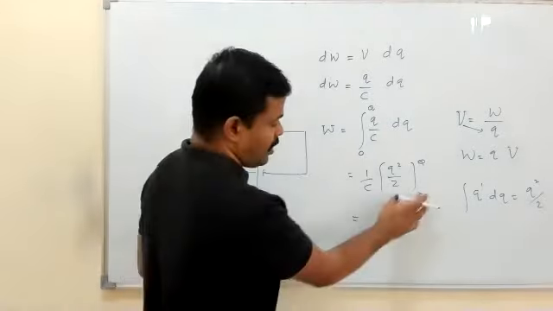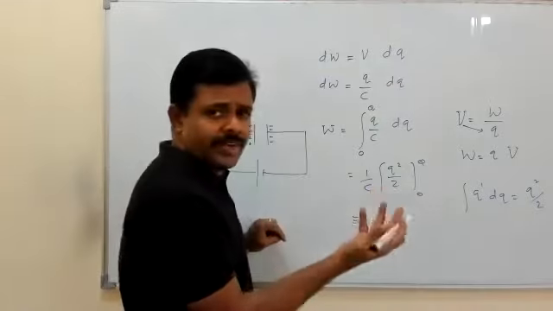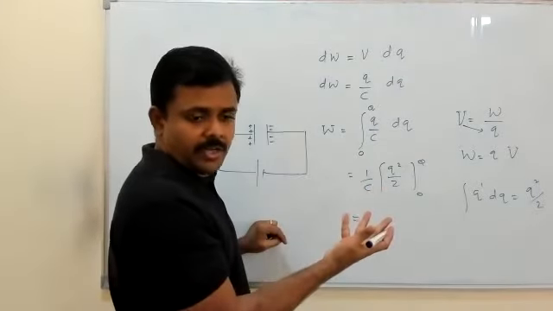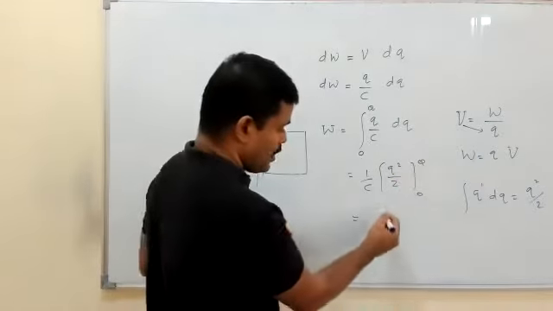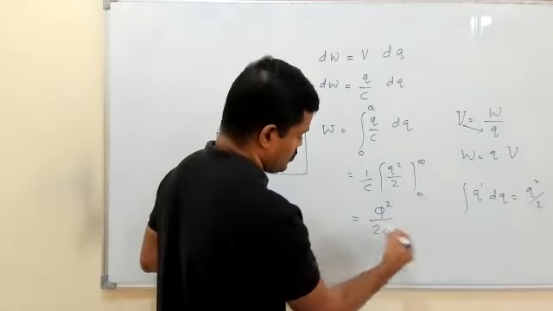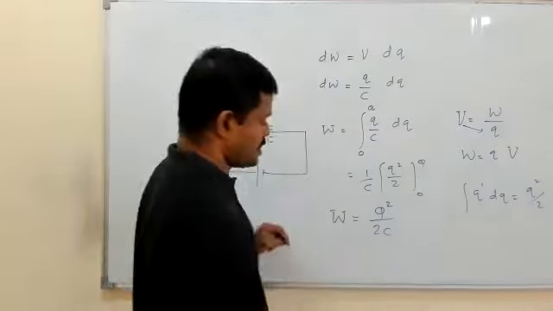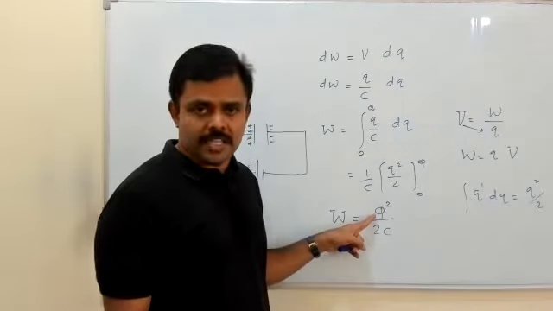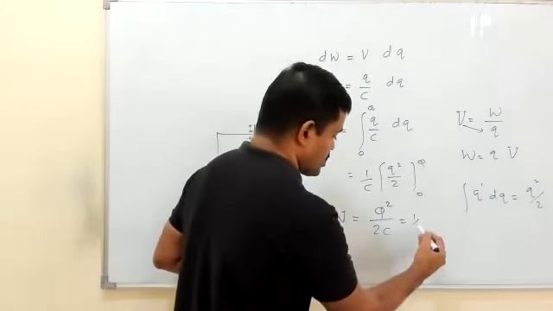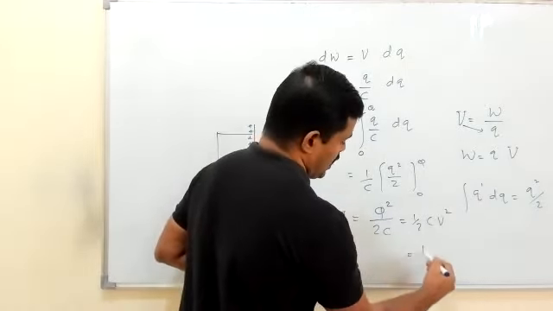Tell me what you get. The lower limit is 0, so there is no point in giving the lower limit. Just give the upper limit. In place of Q, you put Q. So this is Q square over 2C. This is the work done to charge the capacitor. By putting Q equal to CV, you can get another expression, half CV square or half QV.